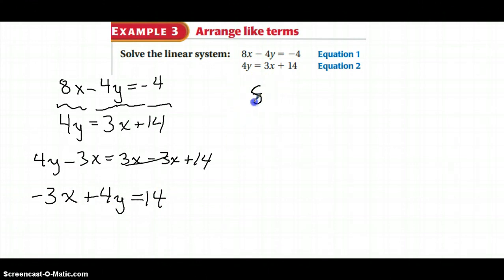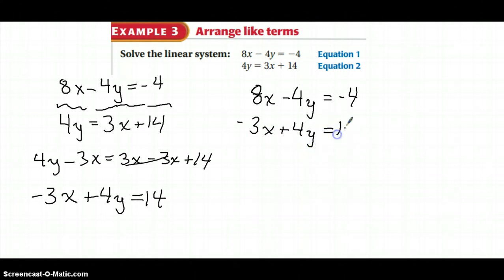We'll have 8x minus 4y equals negative 4. And below that, we can put our new equation 2. That's a negative 3x plus 4y equals 14. And now it's up to you to solve this system right here. As you can see, the 4y and the negative 4y might cancel out, so we would add these terms, and by combining these terms, we're going to end up with 5x equals 10, and I will let you solve from there. If you need help, make sure you ask.